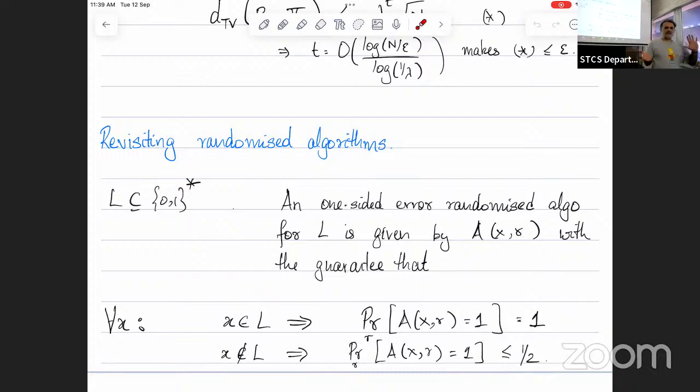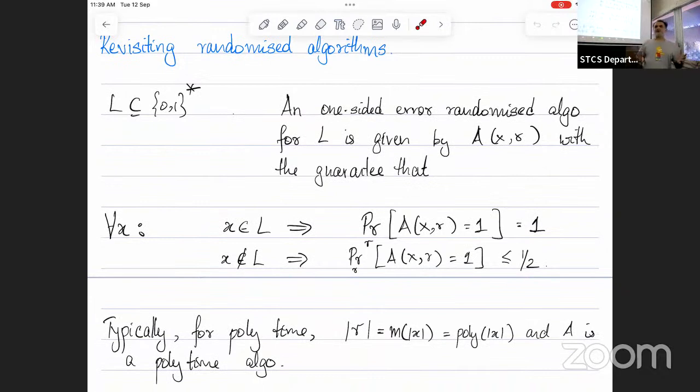Okay. So this is either RP or co-RP if you have seen it, but right now I have not put any time complexities here. Typically what you assume is that the length of this random string as a function of the input X is not too large. So I'll be using the letter M to denote the length of this random string. And you assume that M is some polynomial function of the length of X. And secondly, you also assume that this A is a polynomial time algorithm. So that's the typical setup. Okay. So this is what you often deal with.